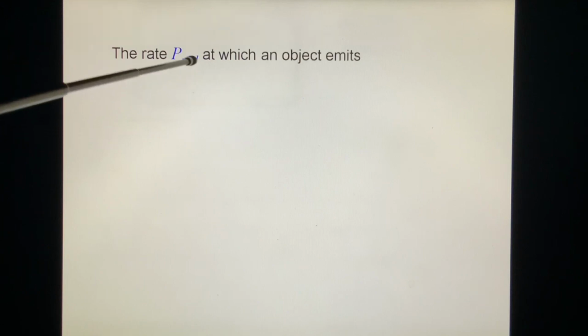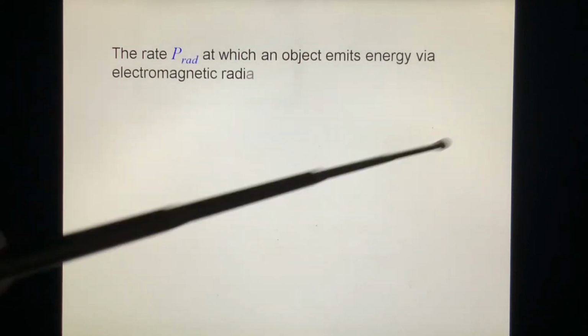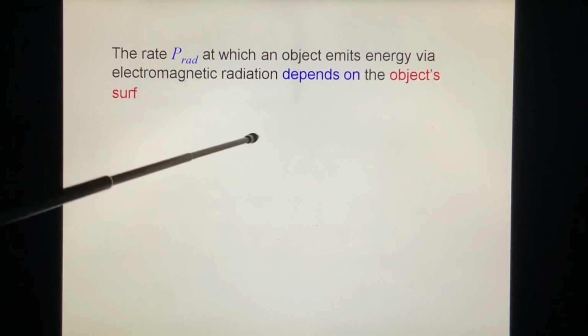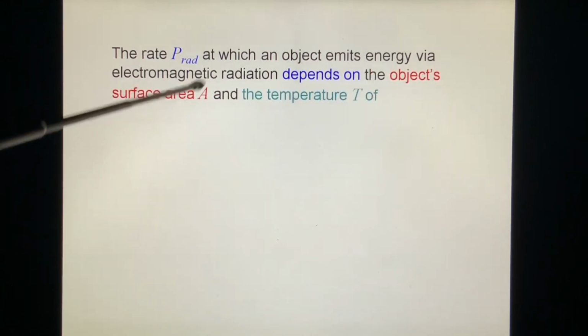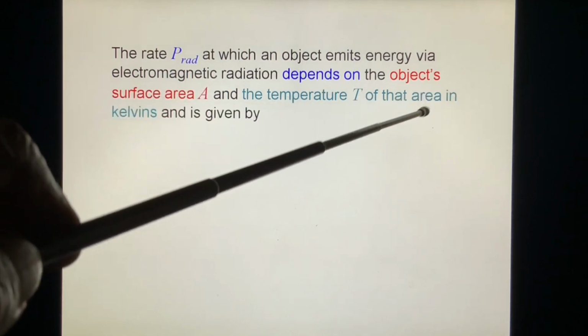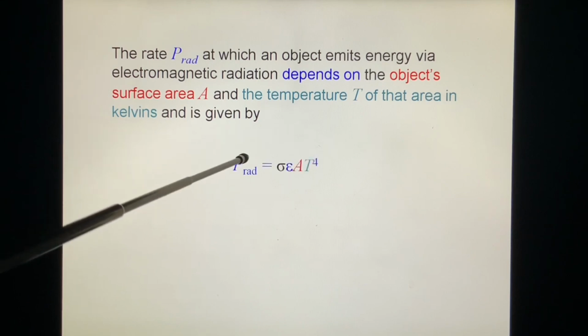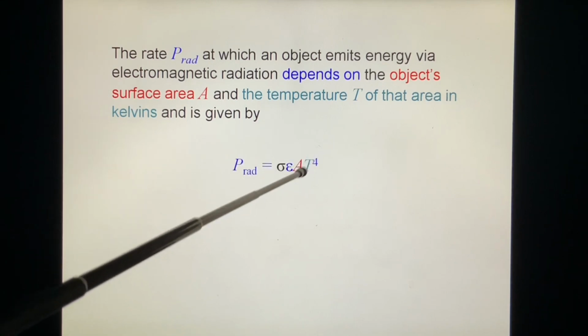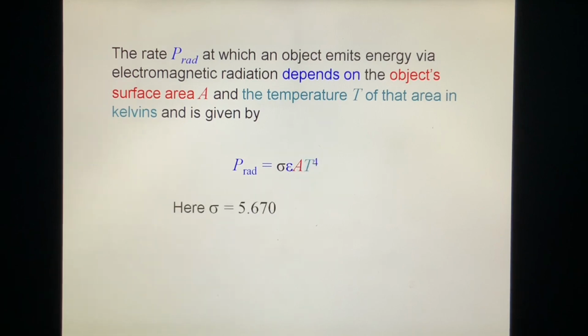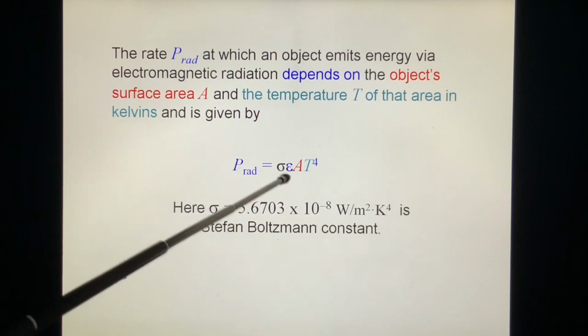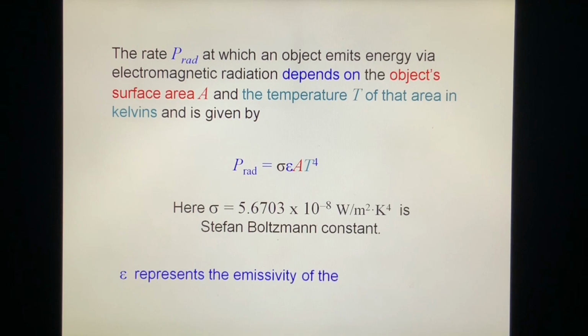The rate P_radiation at which an object emits energy via electromagnetic radiation depends on the object's surface area A and the temperature T of that area in Kelvin, and is given by P_radiation = sigma epsilon A T^4, where sigma is a constant, the Boltzmann constant, and epsilon represents the emissivity of the object's surface, between 0 and 1. 1 is the maximum, the black color.